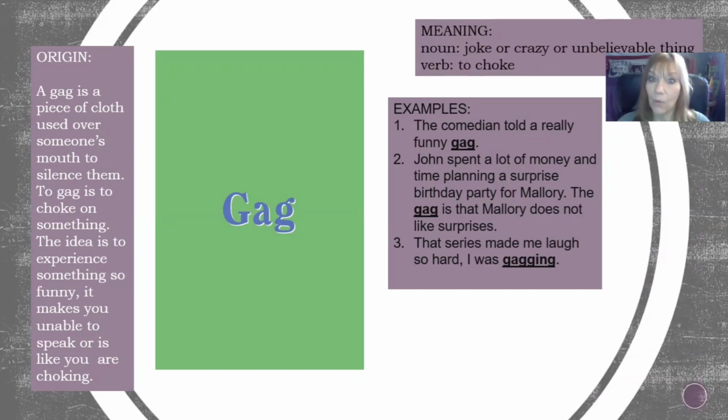Like in example number 1, the comedian told a really funny gag. He told a really funny joke. Or it can mean a crazy or unbelievable thing. Like John spent a lot of money and time planning a surprise birthday party for Mallory. The unbelievable thing or the crazy thing is that Mallory doesn't like surprises. Or number 3, that series made me laugh so hard. I was like choking. I was like laughing so hard. So it has a very similar meaning in example number 3 to I'm dead. They're synonymous expressions. So let's practice it.